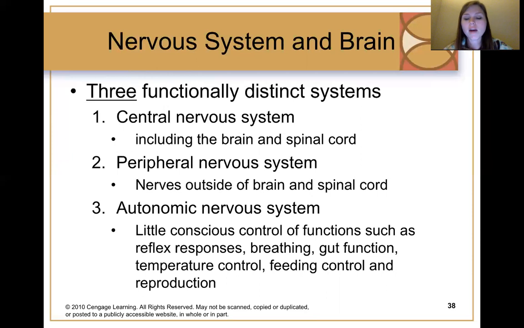And so the autonomic nervous system is really important because that is responsible for the functions that require little conscious control. So your reflex responses, breathing, because you don't consciously think to breathe, you just do it. Gut function, again, you're not thinking about moving things through your gut. That needs to happen involuntarily. Temperature control, feeding control, and reproduction.